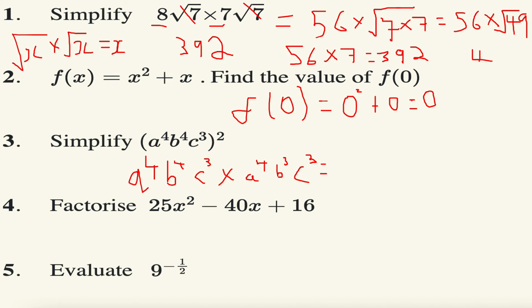Now the rules of indices state that if I have the same base and I'm multiplying, I add the powers. So a to the 4 times a to the 4 is a to the 8, because 4 plus 4 is 8. b to the 4 times b to the 4 is again b to the 8, because 4 plus 4 is 8, and c cubed times c cubed is c to the 6, because 3 plus 3 is 6. So the answer is a to the 8, b to the 8, c to the 6. And that's the fully simplified version.